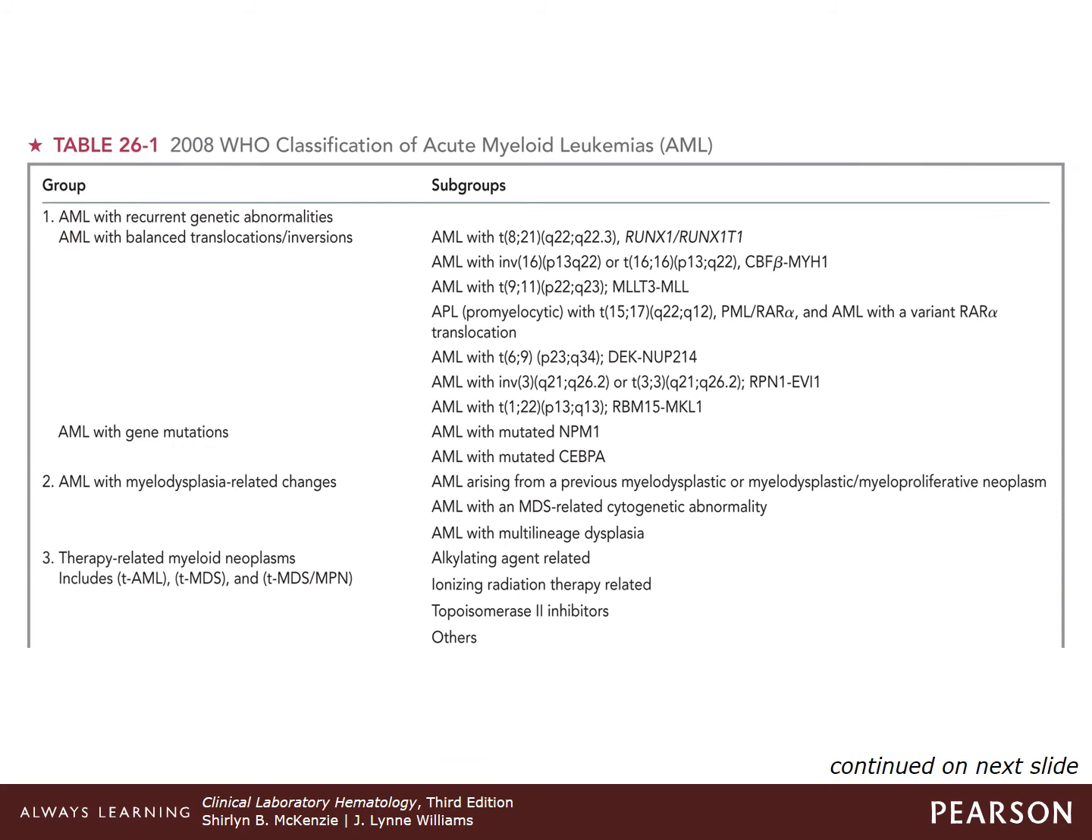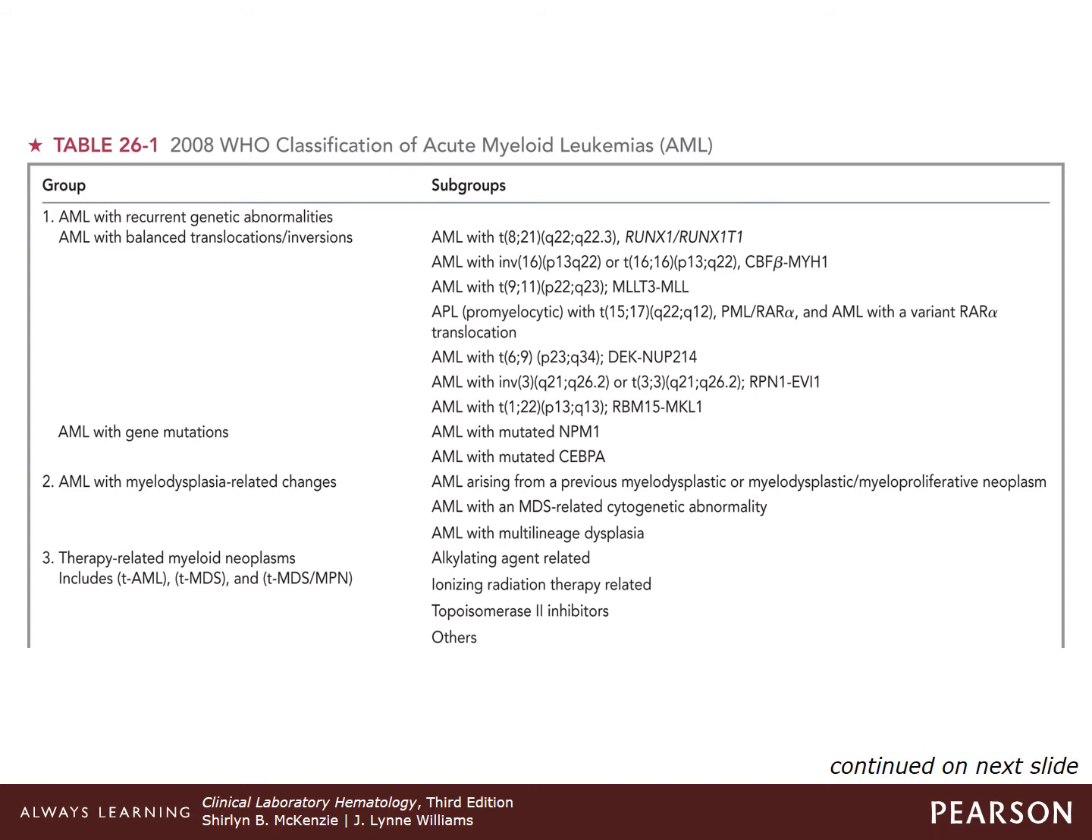So the first group is AML with recurrent genetic abnormalities. This is used when recurrent chromosome abnormalities, usually an unbalanced or some kind of reciprocal translocation, is found. In most cases, these chromosome rearrangements create a certain gene fusion and provide a novel fusion protein.